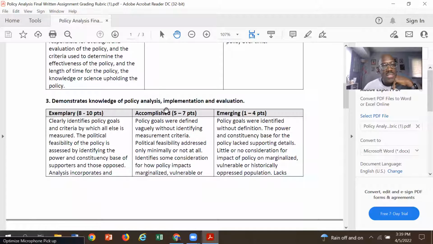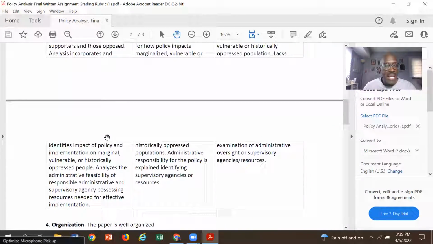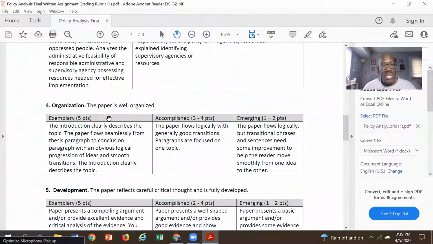Demonstrates knowledge of the policy analysis, implementation, and evaluation. Looking at these, are you addressing these issues in an exemplary way as you put the information into your paper? That's how you want to ask that. Is it organized well? Is it formatted? Are the paragraphs indented? How is the sentence structure? Are there no errors as it relates to spelling? No contractions in your paper? Those kinds of things, and does it flow logically? These are the things that we're looking for here.